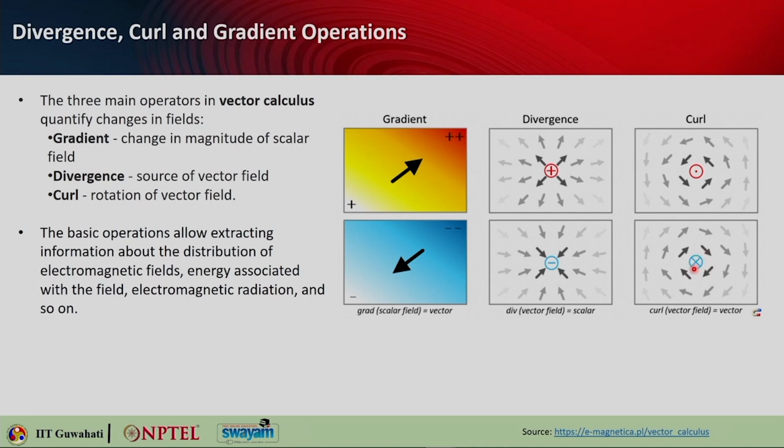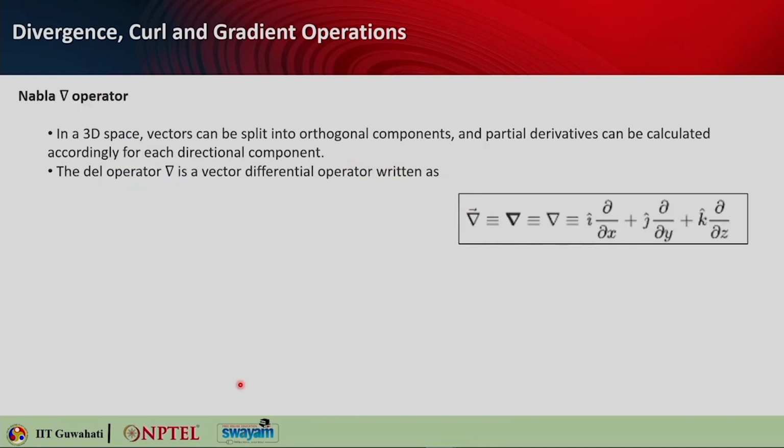So these basic operations allow extracting information about the distribution of the electromagnetic field, the energy associated with the field, electromagnetic radiation and so on. These basic operators like gradient, divergence and curl can give you a lot of information out of electromagnetic waves. And the four Maxwell's equations, on which electromagnetism is completely dependent, are actually using all these vector calculus notations.